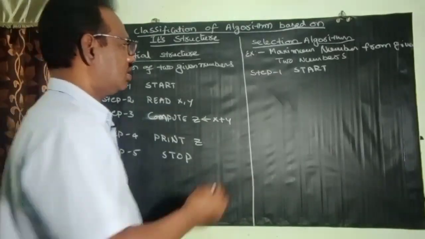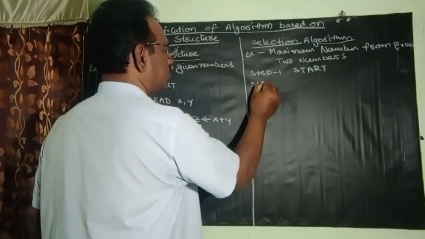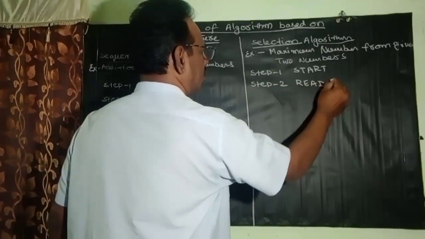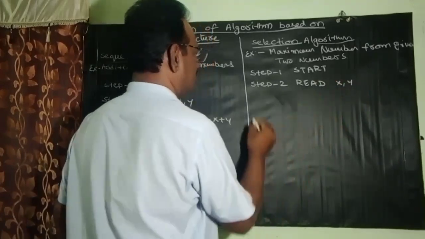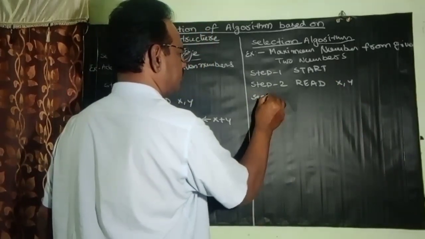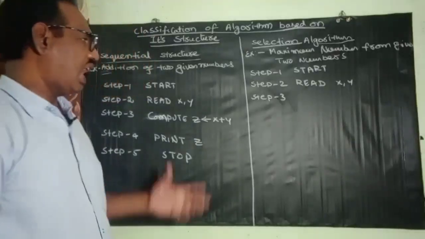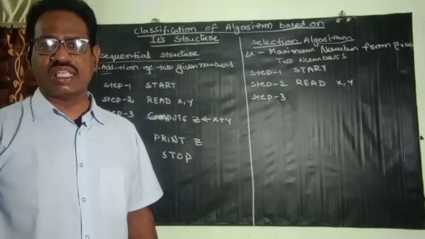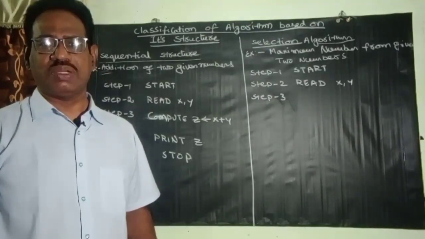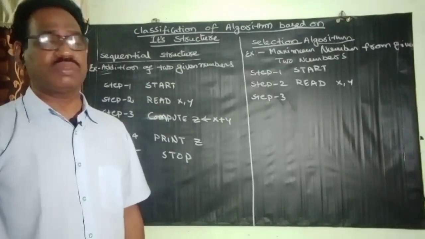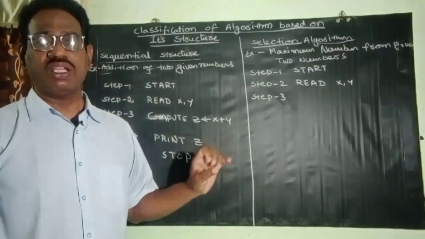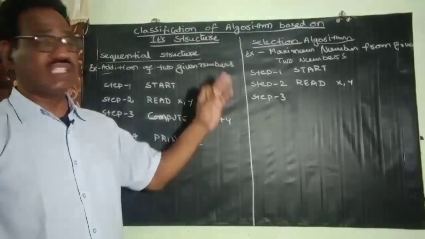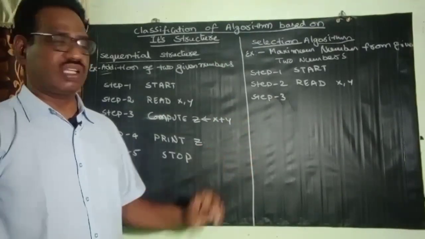So step 1, start. Step 2, read x and y. Step 3, I have to compare. For a selection algorithm, generally we use if, else if, nested else if statements. That is, we check the valid conditions by using if, else if, nested else if conditional statements for writing the algorithm.